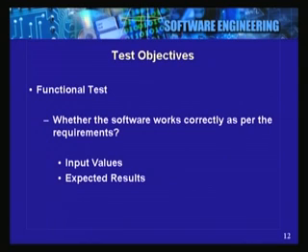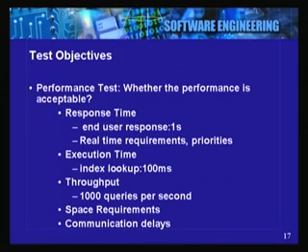The most important objective is to look at the functionality of the entire software. So, one looks at the input values and the expected results. Functional testing is the most important because you look at the basic functionality, the correctness of the software against the basic functionality expected out of the software. Then you look at the performance, whether the performance is acceptable. Different performance parameters have to be measured and tested against what is expected as per the requirements.